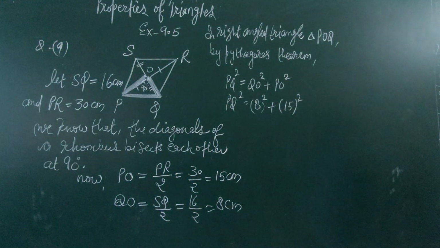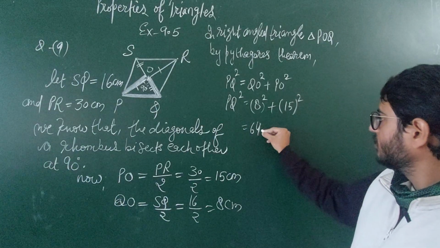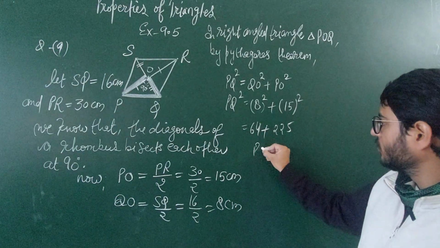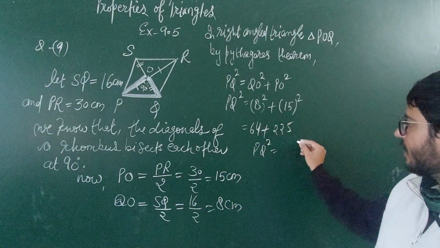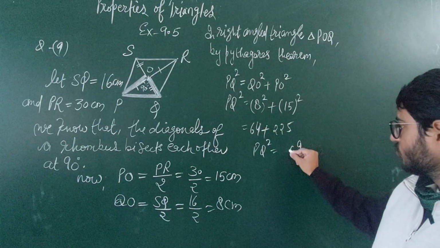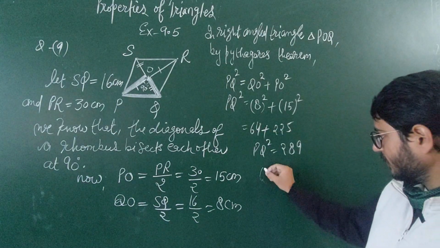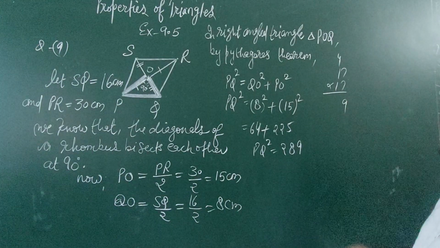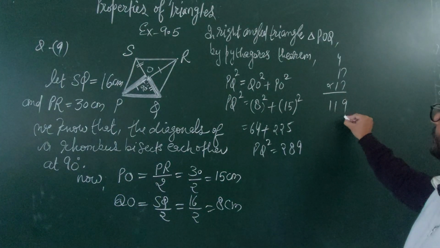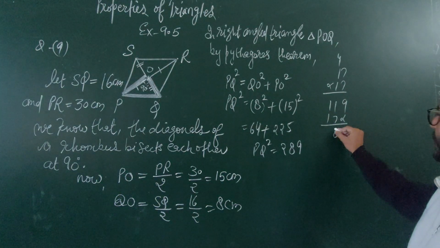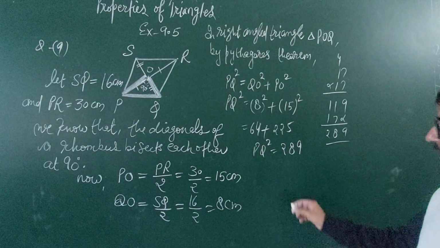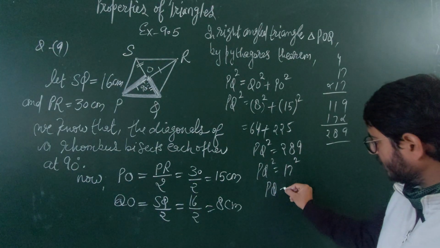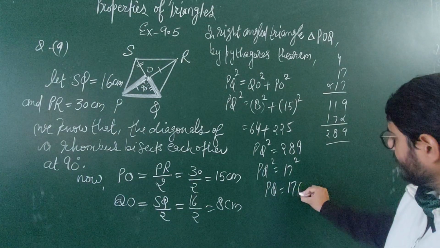Now find the squares. 64 plus 225. So PQ square will be equal to 289. I think 17 into 17 is 289. 289 can be written as 17 square. So PQ is equal to 17 centimeter.